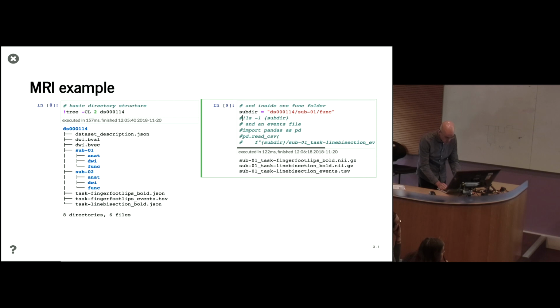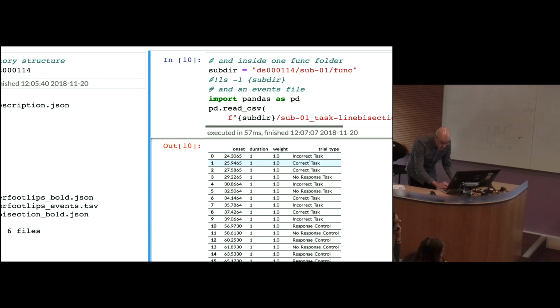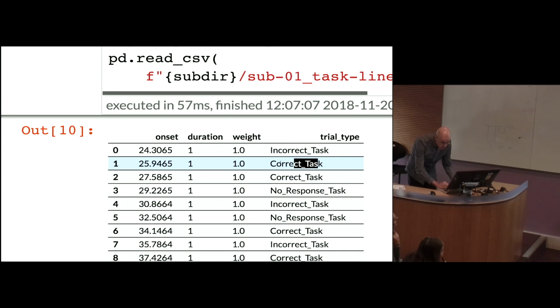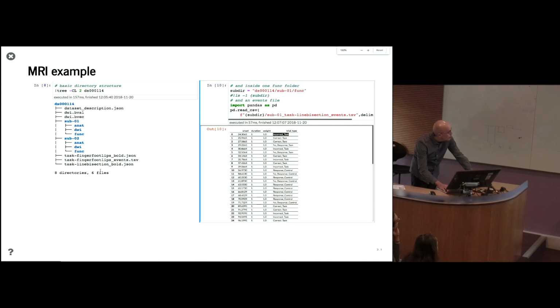Just to make it clear that there's nothing mystical about this stuff, if we take a look at the content of that TSV file, try and zoom in on this, you can see that it's pretty straightforward. So this is a table, and here's the first trial. It took place at 24 seconds. It had a duration of 1 second, and the trial type for that trial was incorrect task. So you can see how you can take this sort of table and turn it into a design matrix in your analysis tool of choice pretty easily. So that's the way BIDS looks.